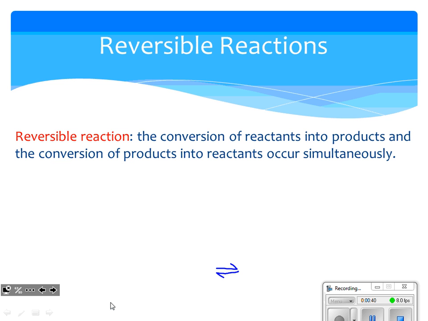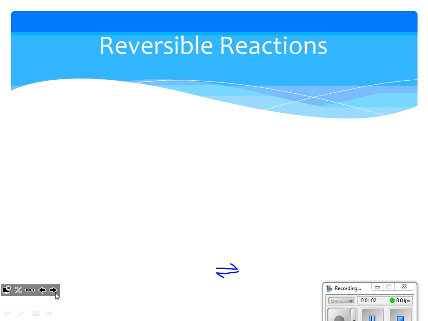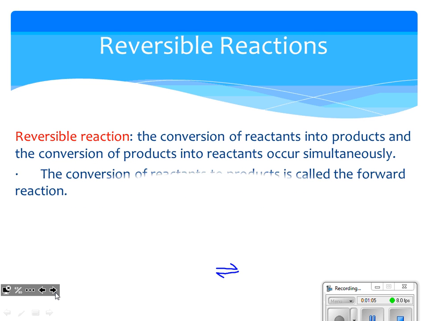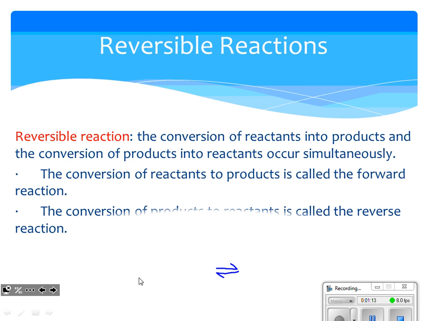Now, what we haven't dealt with is the simultaneous conversion of products back into reactants. So basically, we have a reaction that is going in two different directions. We call the first one the forward reaction, okay? So the conversion of the reactants to products is called the forward reaction. The conversion of products back to reactants is what we call the reverse reaction.